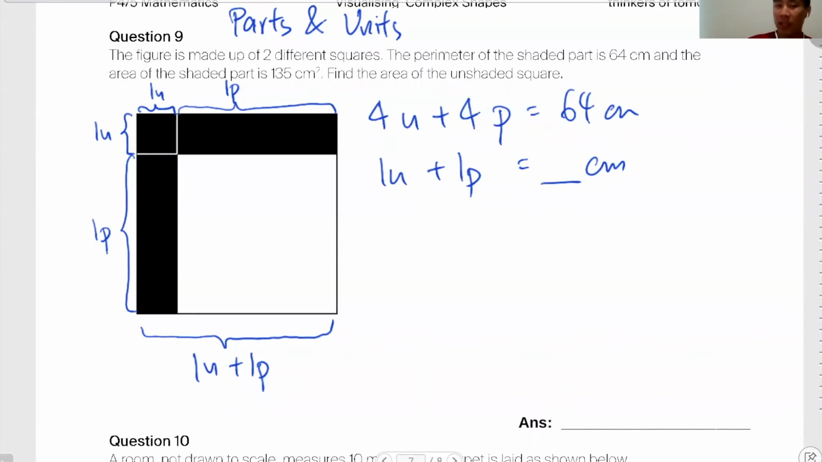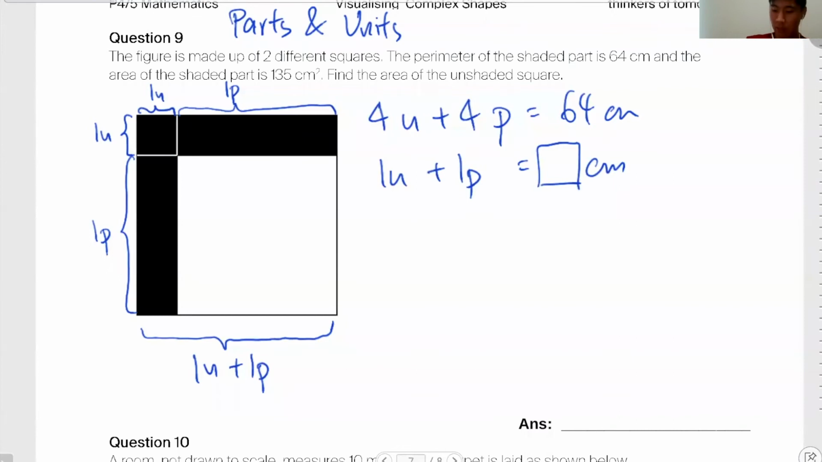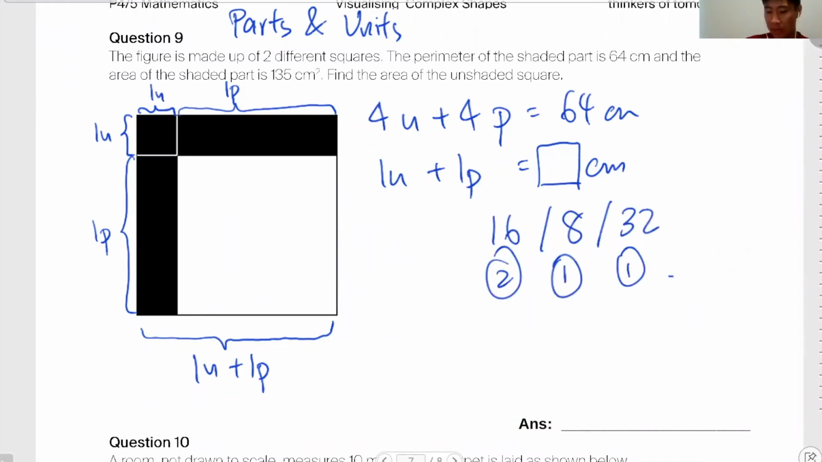Right, the first one, you guys are expressing the perimeter in terms of units and parts, right? So the next one, now I want you guys to tell me what should be in this box. Okay, if I know that 4u plus 4p is 64, what is 1u plus 1p? All right, now the answer to this is very simple, right?